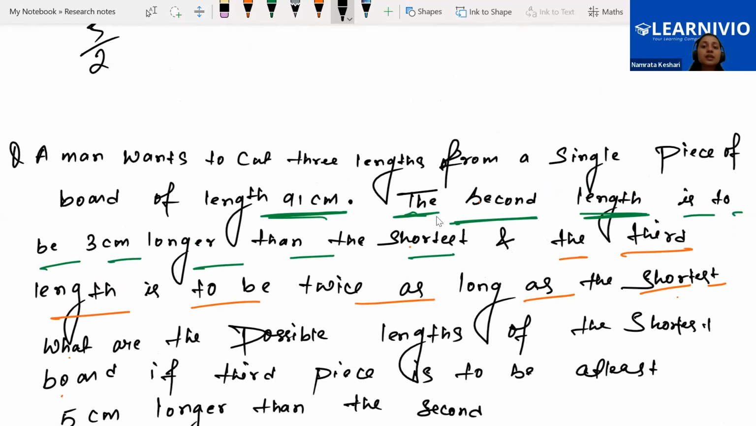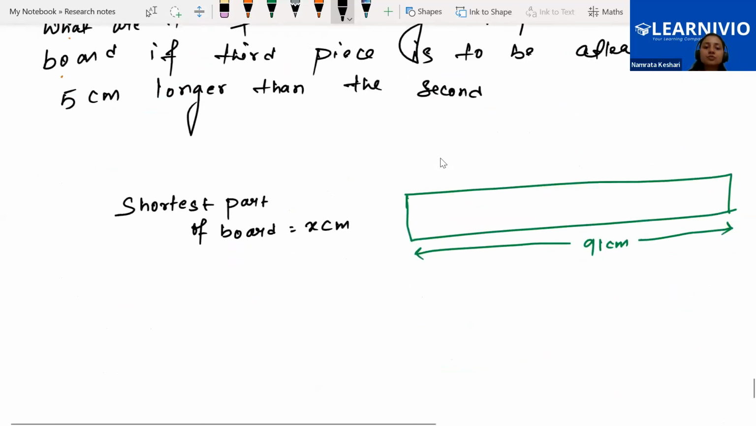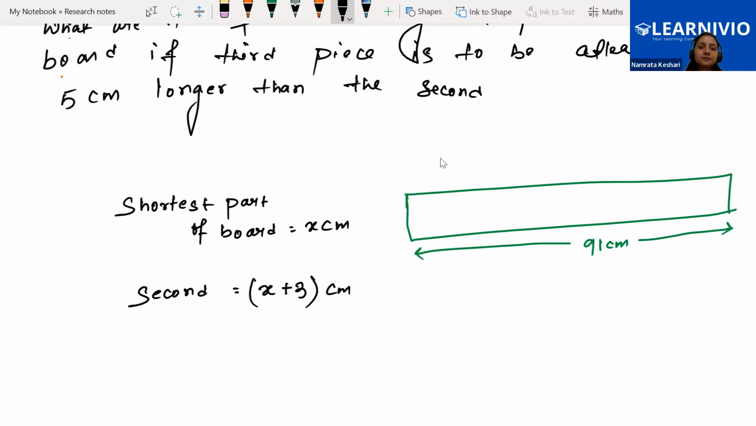Here the green one I am focusing on. The second length is to be 3 centimeter longer than the shortest. The second one is 3 centimeter longer than the shortest. That means x plus 3. Yes or no? Right?